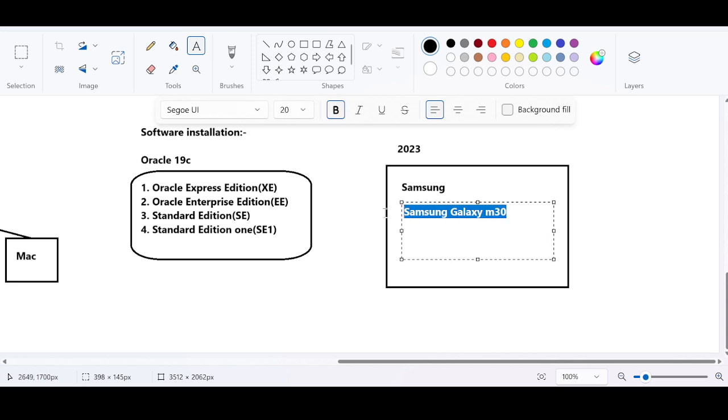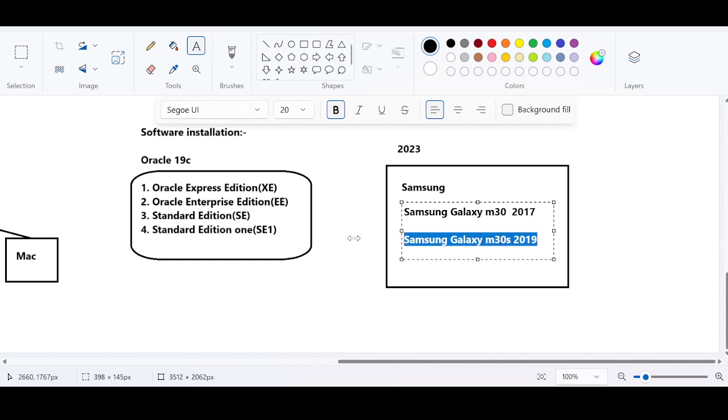I lost that mobile, and again, I liked the performance of this mobile. I went to the Samsung showroom and asked the salesperson for the same mobile. He said, sir, we don't have Samsung M30 anymore, but we have Samsung M30s. It is just like Samsung M30, but with some additional features. This happened in 2019, let us say.